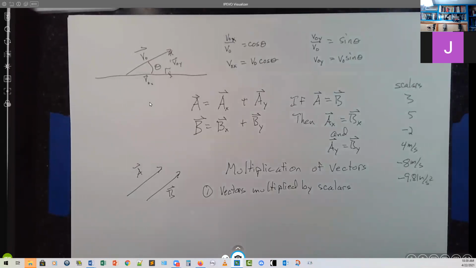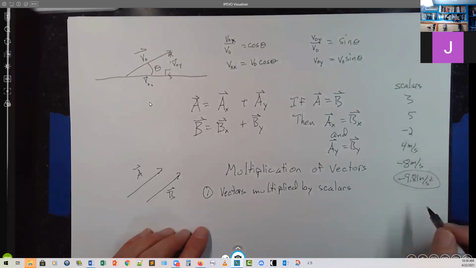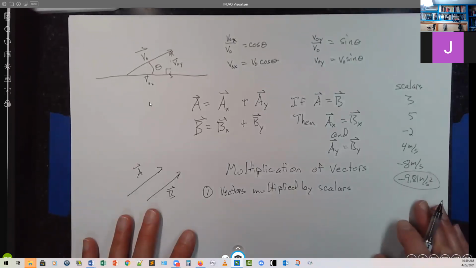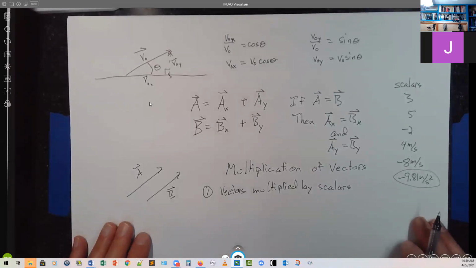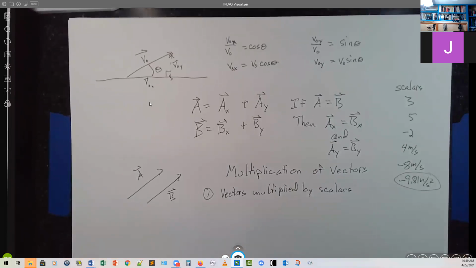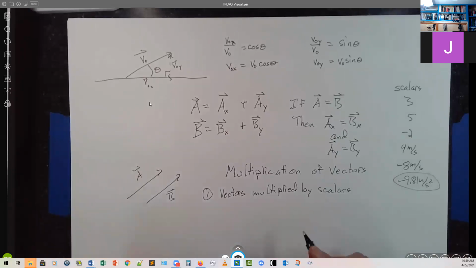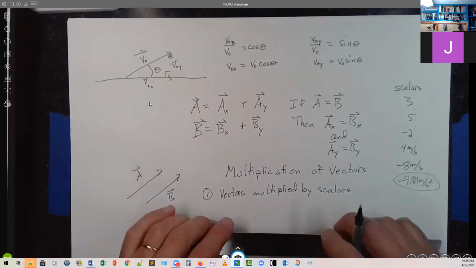So this happens to be the acceleration due to gravity, but it doesn't have to be. It could be the acceleration of a car when somebody tromps on the brakes. But here's how multiplication by scalars works.